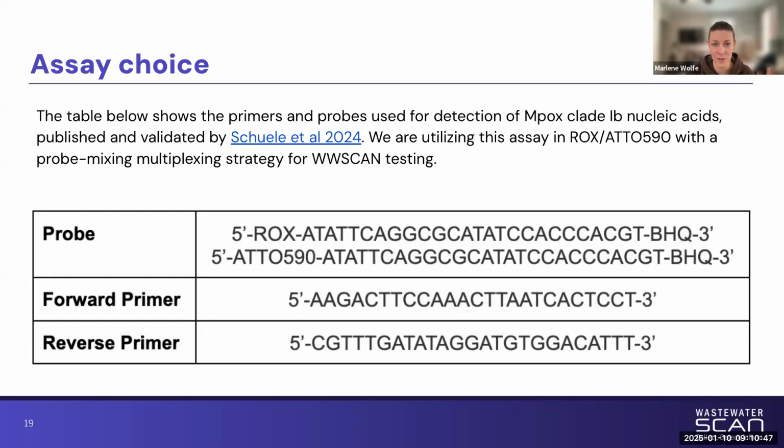Amanda is putting information in the chat on that assay reference, and also H5 information. So look for those links in the chat that she just put there. We're utilizing the assay in a probe mixing approach, which is exactly how we do a lot of our assays for WastewaterSCAN testing, in ROX and ATTO 590. So this is the assay and the reference, should you be interested in checking that out in more detail, but it is specific to clade 1B, which is the currently circulating clade 1 that is of outbreak concern outside of Central Africa.